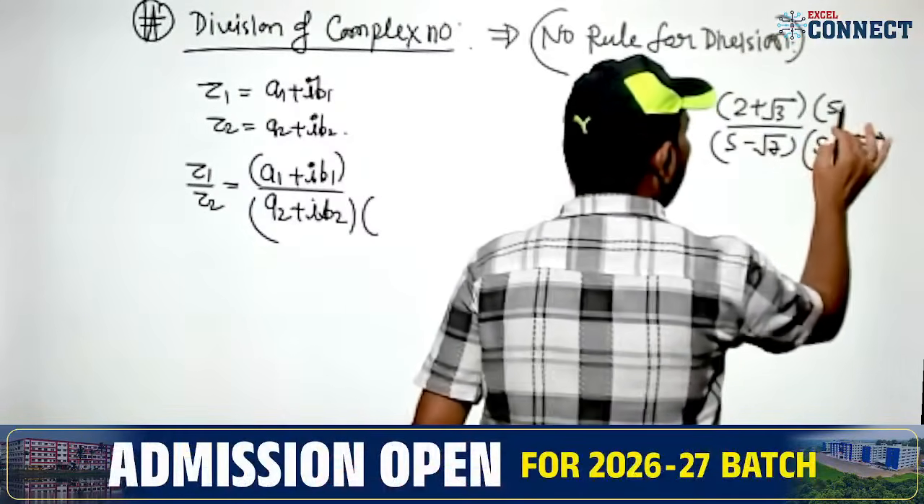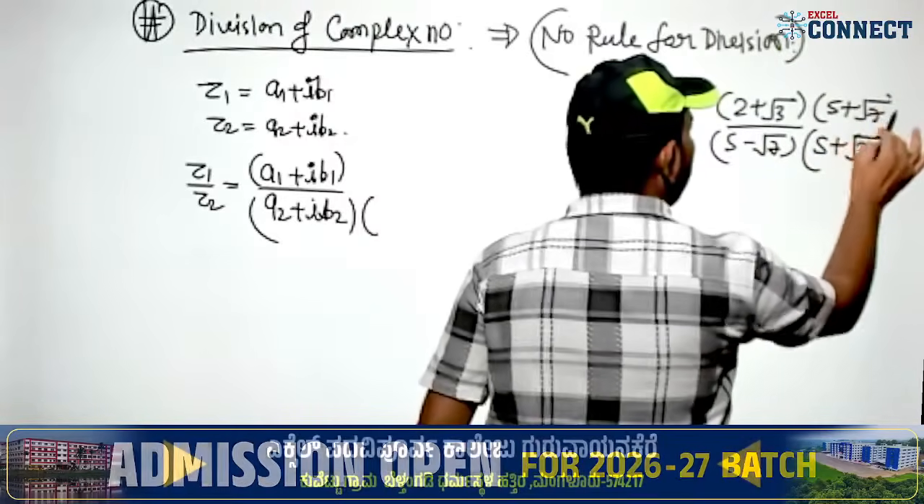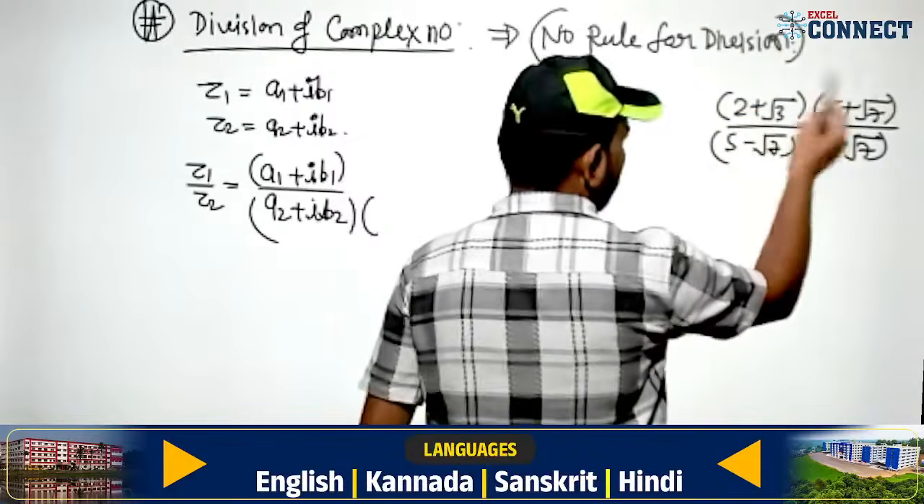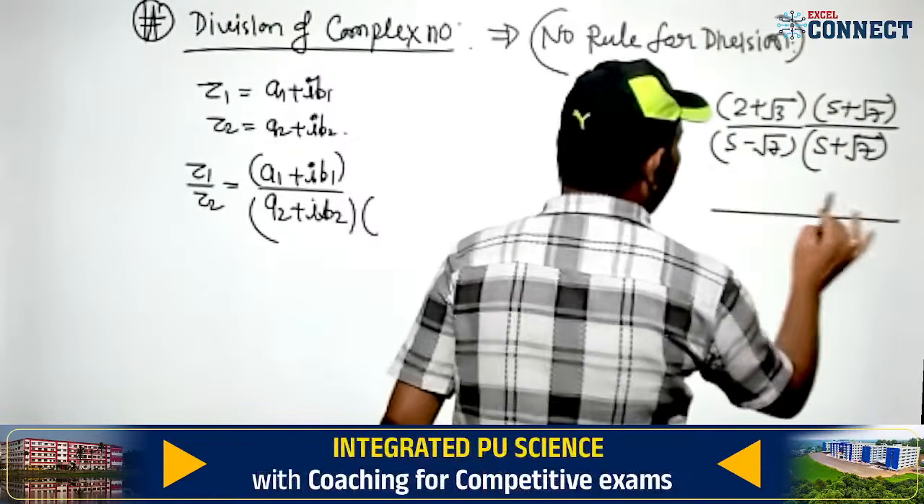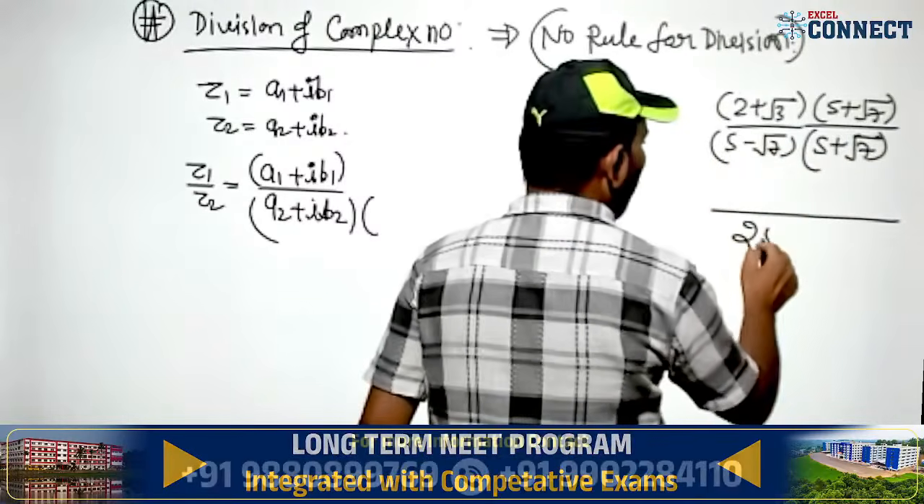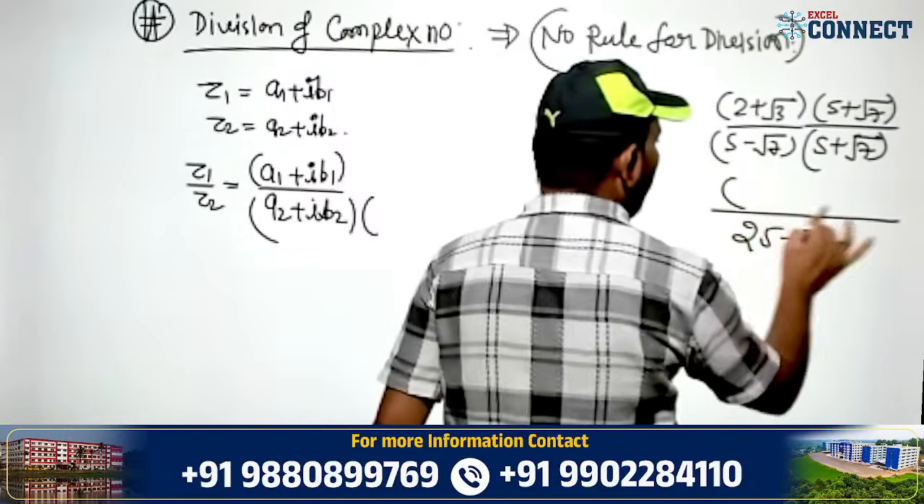You did this in 9th and 10th class. In the same way, what is the benefit of this? The denominator becomes 5 square minus 7 square, so 25 minus 7. In the denominator something simple will come.